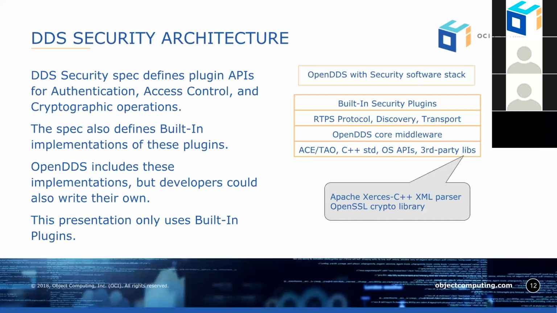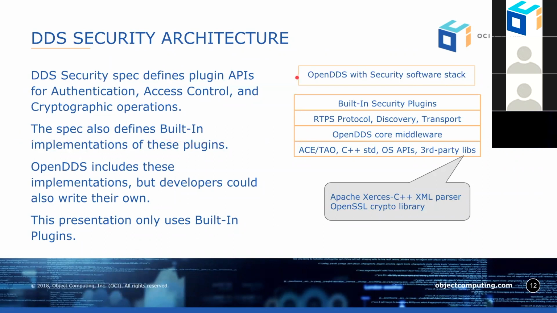So from a software architecture point of view, the DDS security builds on top of what's already provided, and it does this using plugin APIs. The security spec defines these plugin APIs for authentication, access control, and cryptographic operations. The specification also defines how the built-in implementations of these plugins should work.